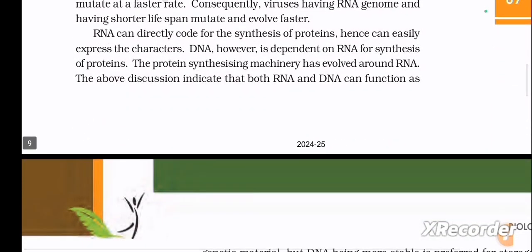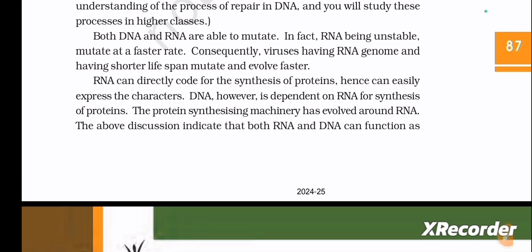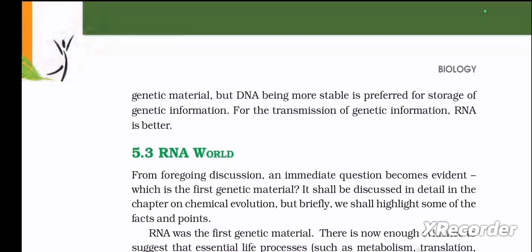RNA can directly code for the synthesis of proteins, hence can easily express the characters. DNA, however, is dependent on RNA for synthesis of proteins. The protein synthesizing machinery has evolved around RNA. The above discussion indicates that both RNA and DNA can function as genetic material. But DNA, being more stable, is preferred for storage of genetic information. For the transmission of genetic information, RNA is better.